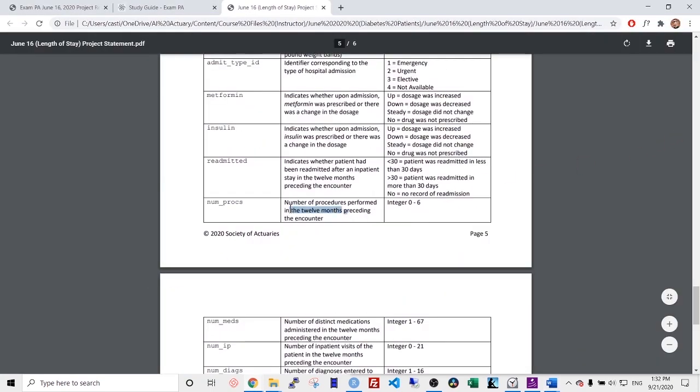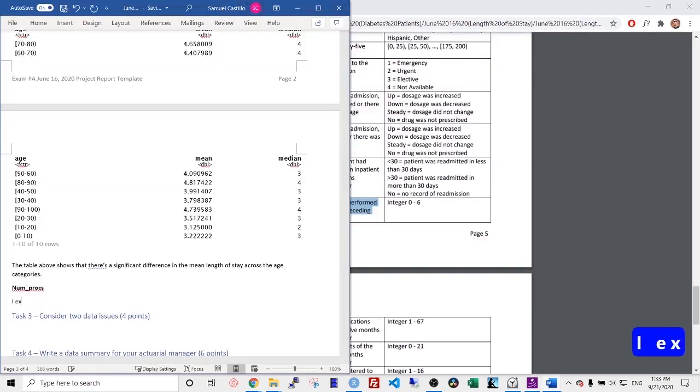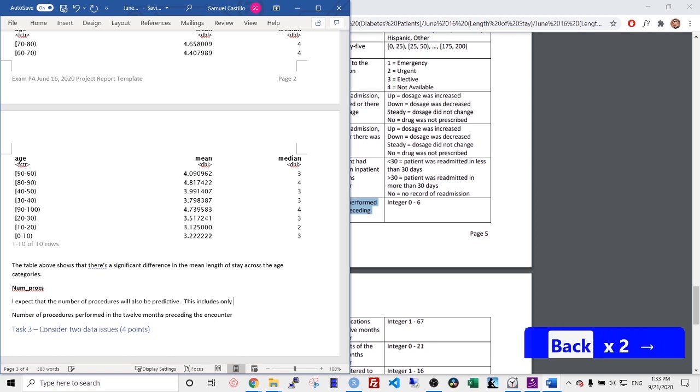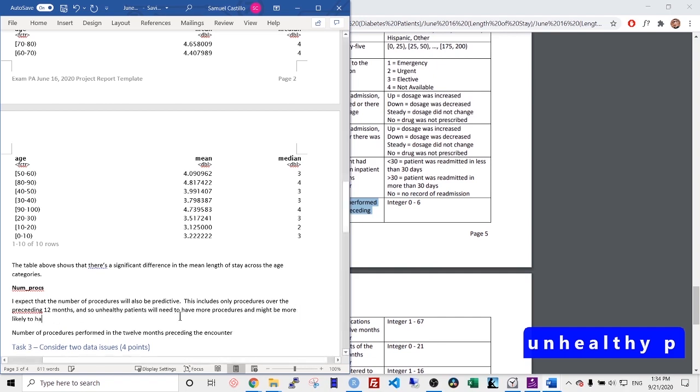This is the number of procedures performed in the preceding 12 months to the encounter, the num-procs. I expect that the number of procedures will also be predictive. This includes only procedures over the preceding 12 months. And so if you just think about it logically, unhealthy patients will need to have more procedures and might be more likely to have a longer recovery time and length of stay.